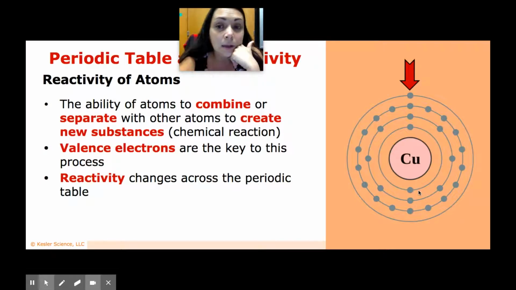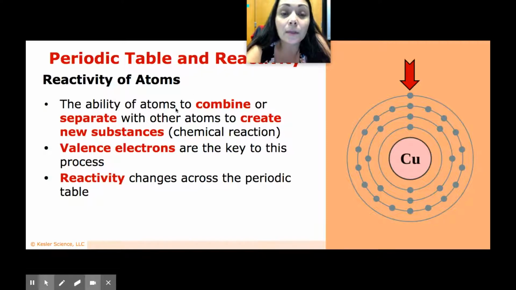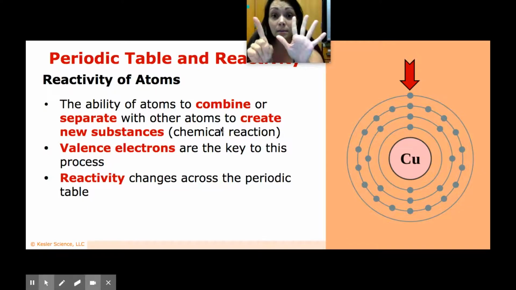And then this is periodic table and reactivity also, like I was talking about. The ability of atoms to combine or separate from other atoms creates a chemical reaction. Valence electrons are the key to do this. If you're full, you've got 8. You always want 8. If you have 7, how many more do you need? 1. If you have 1, you're going to get rid of that 1 so that you have a full shell underneath. What happens if you have 6? Then you need 2.